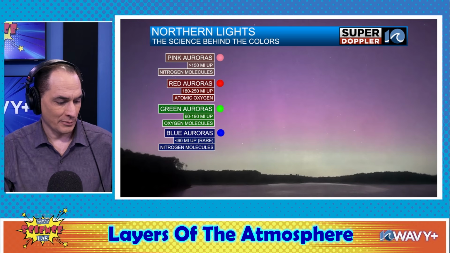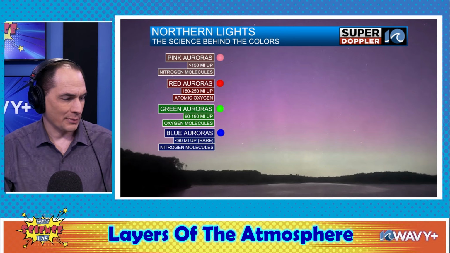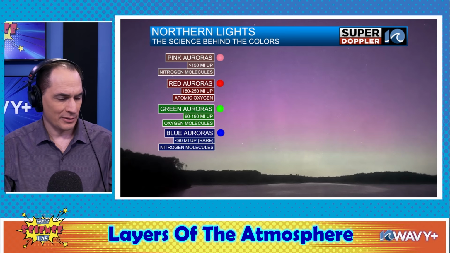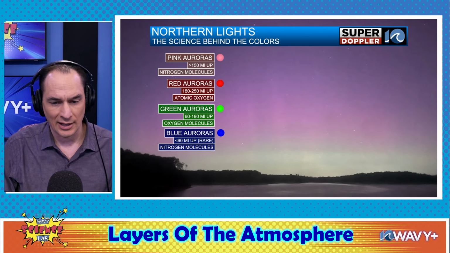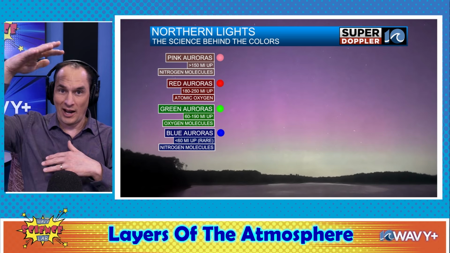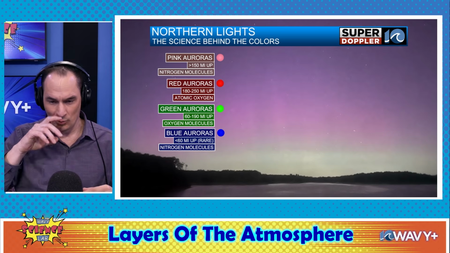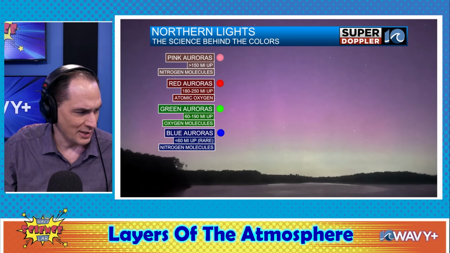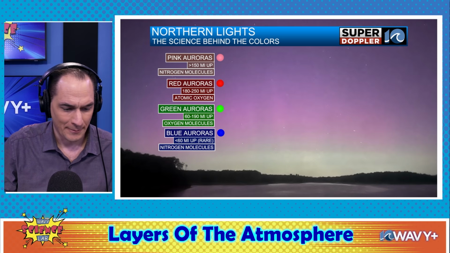I'll probably do a whole other podcast on this along with the lights. You get the pink auroras from nitrogen molecules, the red auroras are atomic oxygen, green is oxygen, and the blue is nitrogen. And because you've got the heterosphere, it depends on what height it's hitting. So pretty neat stuff. It is really cool stuff.